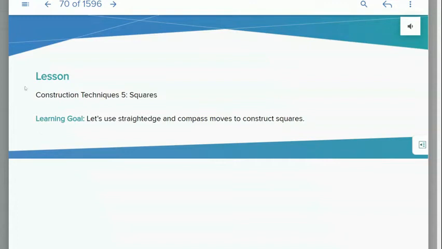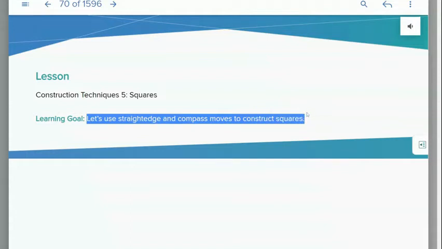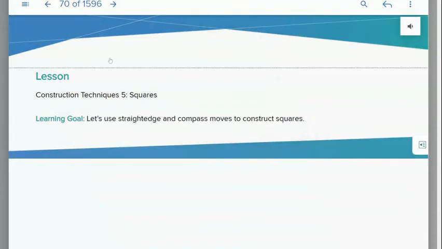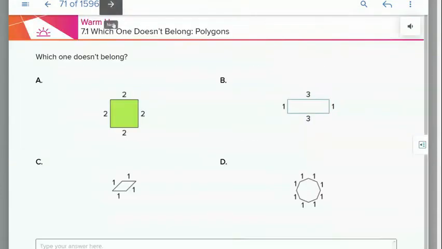Hey kiddos, so we have Unit 1, Lesson 7, Construction Techniques 5, Squares. All right, so our learning goal is basically we're going to use our straight edge and compass to create some movements that will construct squares. So let's get at it.